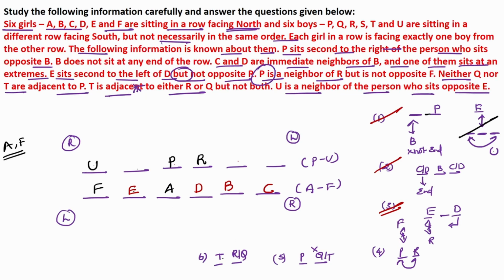So T is the neighbor of either R or Q, not immediate, but not both. So we can confirm T here. You can't place Q here. Why? Because it is either one but not both. Maybe T is one of the possibilities here. T can be possible here. We are not sure. So we are done with P and R, and we missed one point.